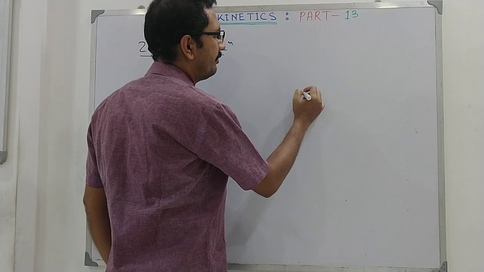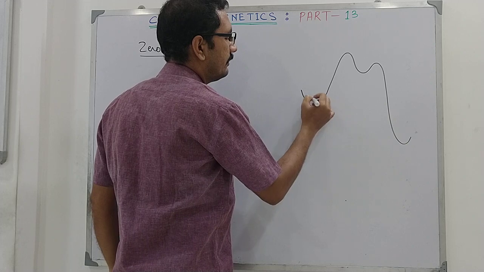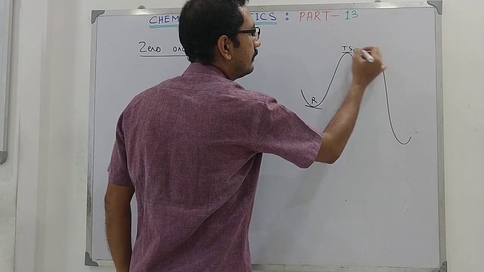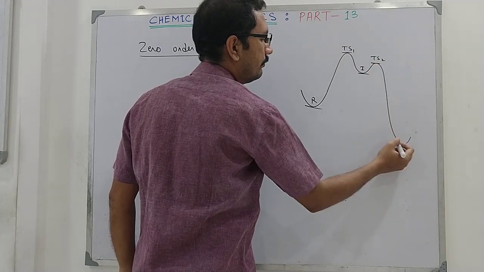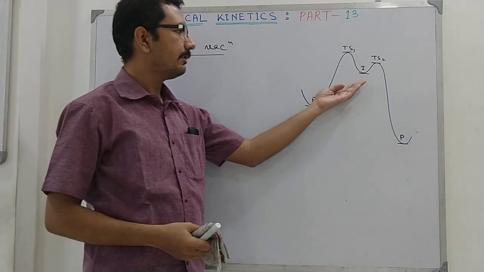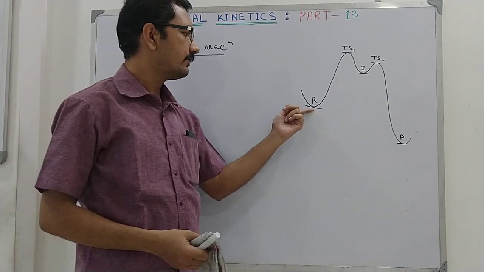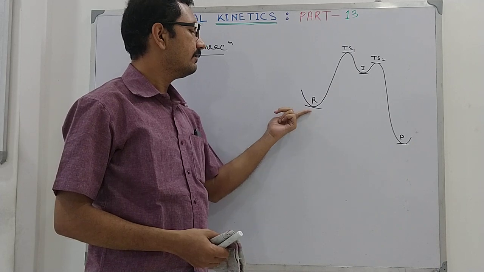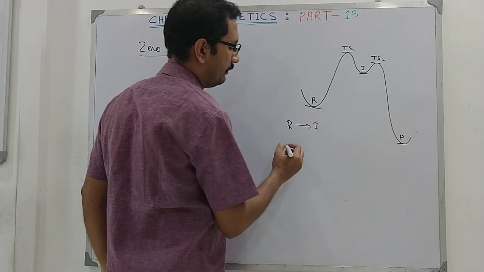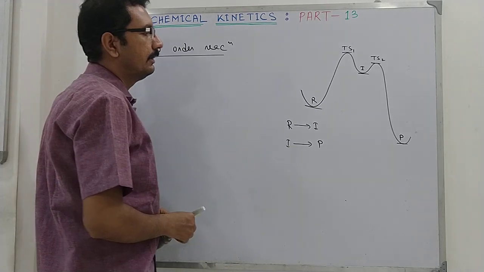Whenever there is a multi-step reaction like this one, in a multi-step reaction you get an intermediate. These are the transition states. This is TS1 and this is TS2 and it is product. So the most simple multi-step reaction has an energy profile like this one. You have in the first step an intermediate from reactant, so it is reactant to intermediate, and then in the next step you have product from the intermediate.